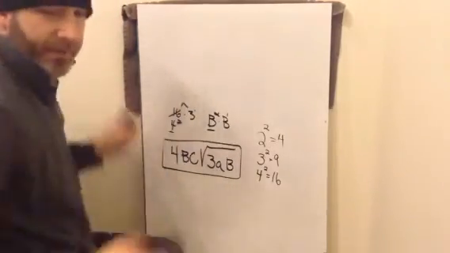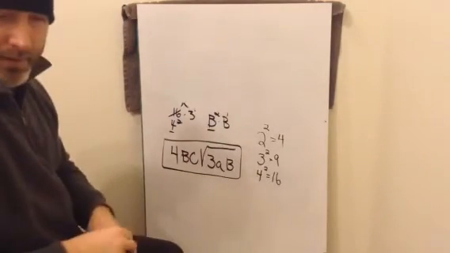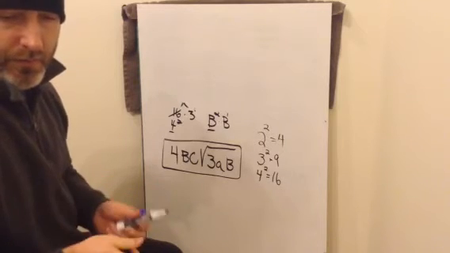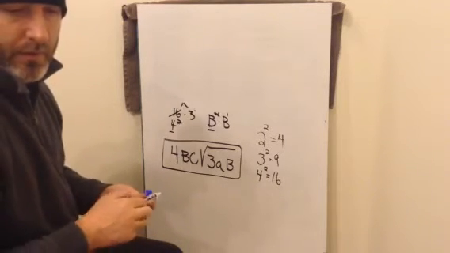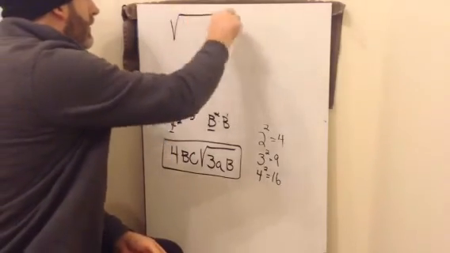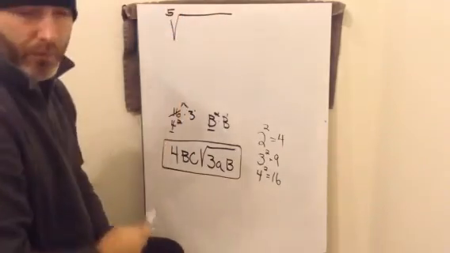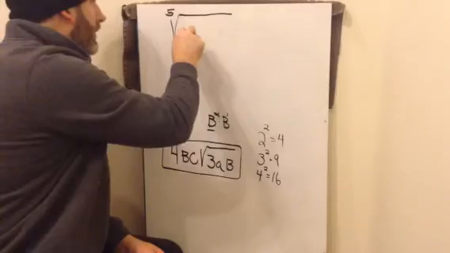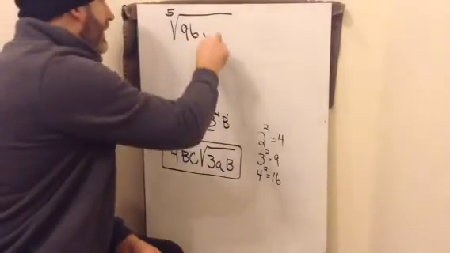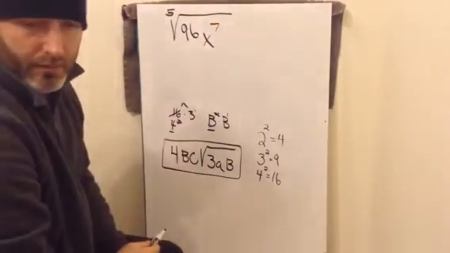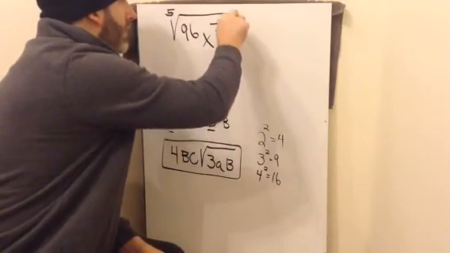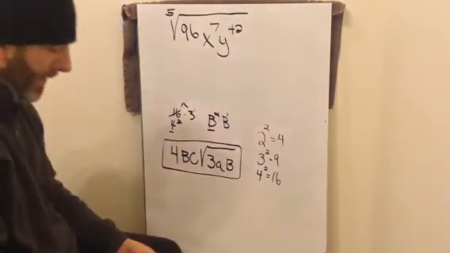We're going to use that same set of instructions. Let's do the 5th root of 96 x to the 7th y to the 42nd. Okay, so I want to simplify.